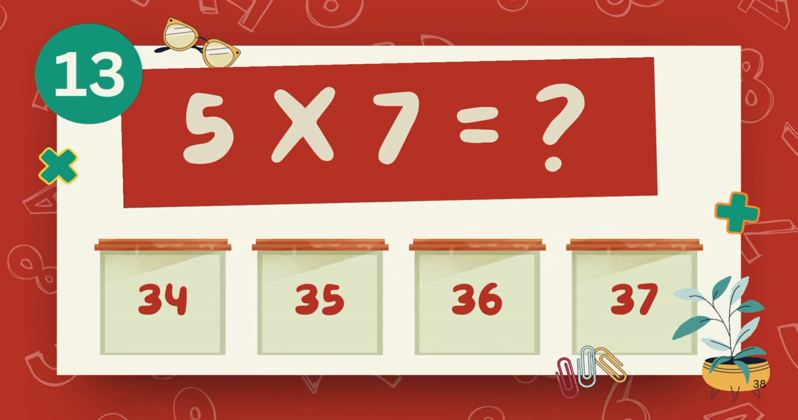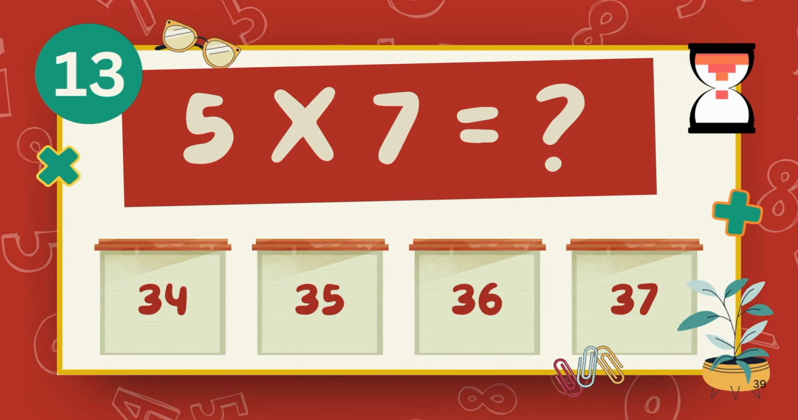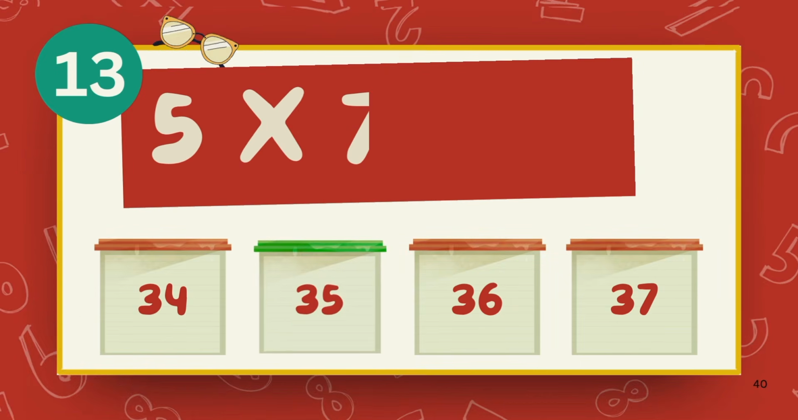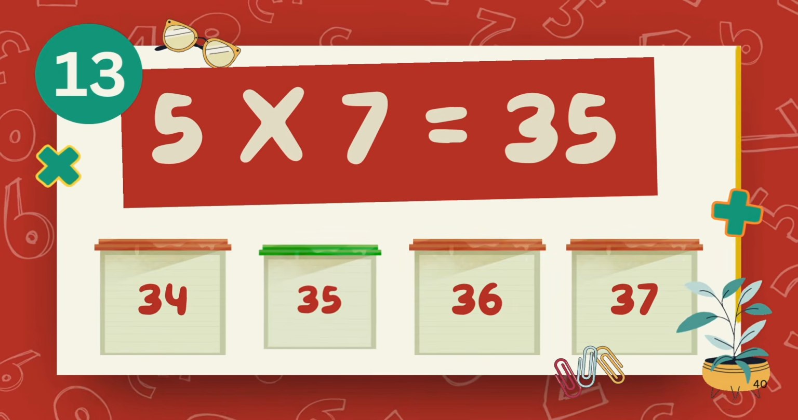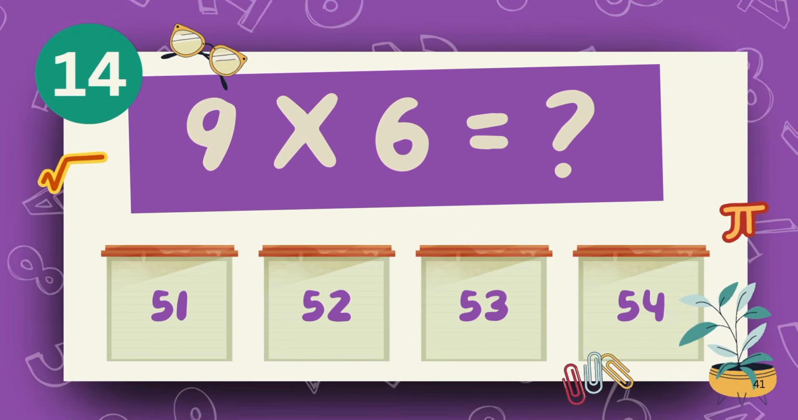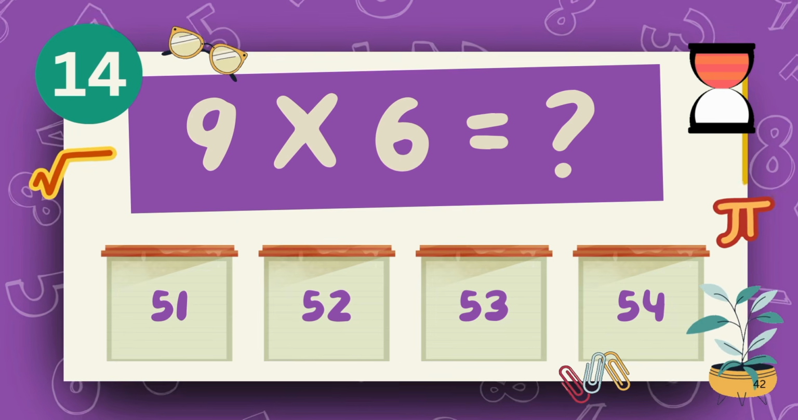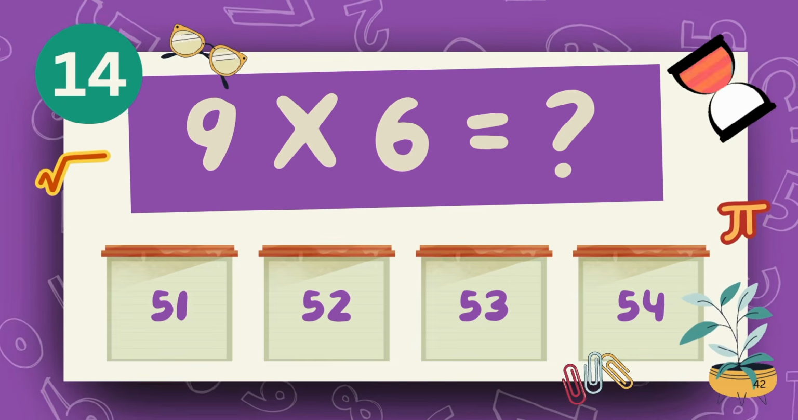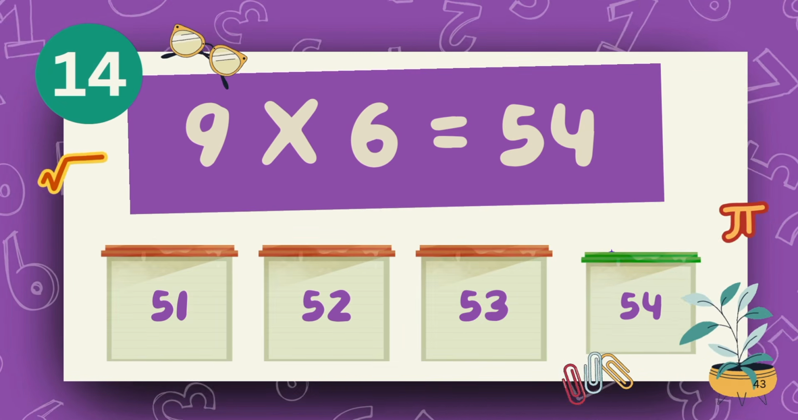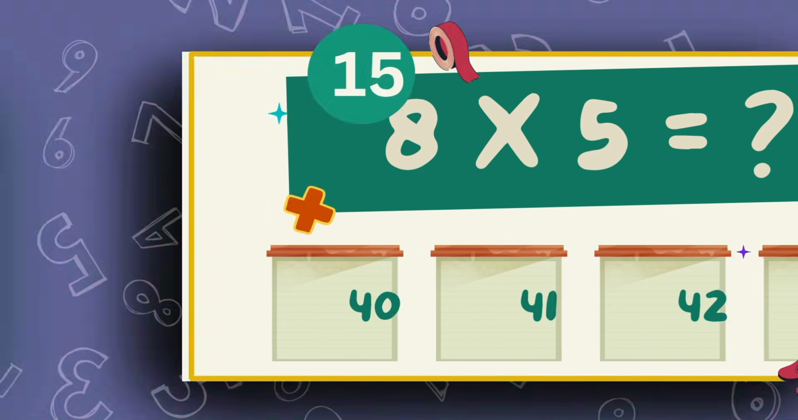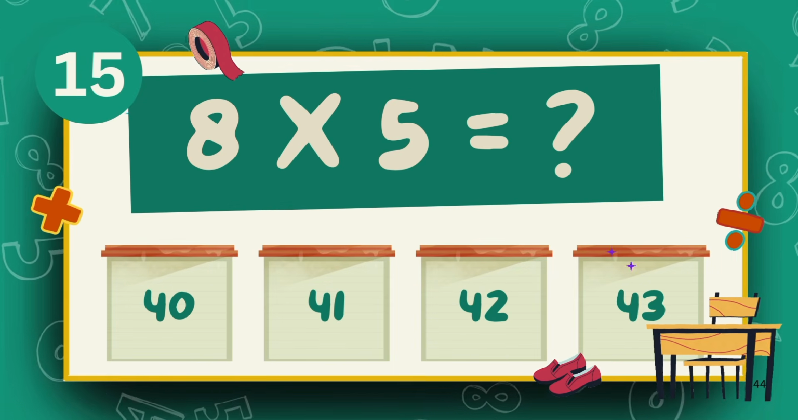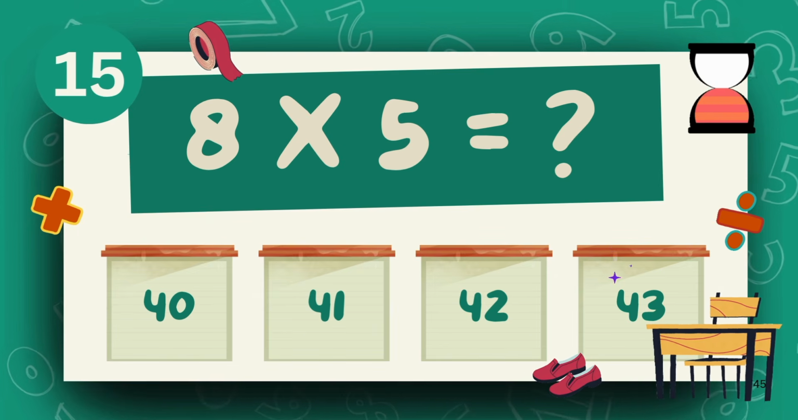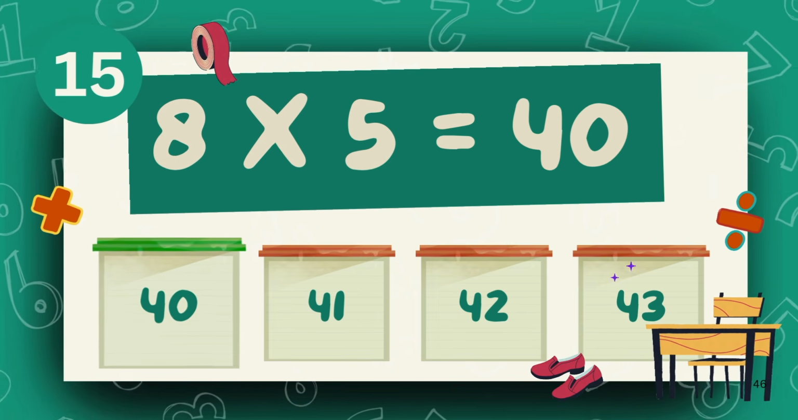What is 5 multiply 7? The answer is 35. What is 9 multiply 6? The answer is 54. What is 8 multiply 5? The answer is 40.